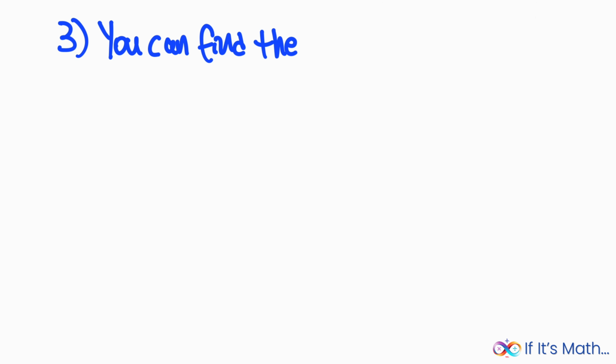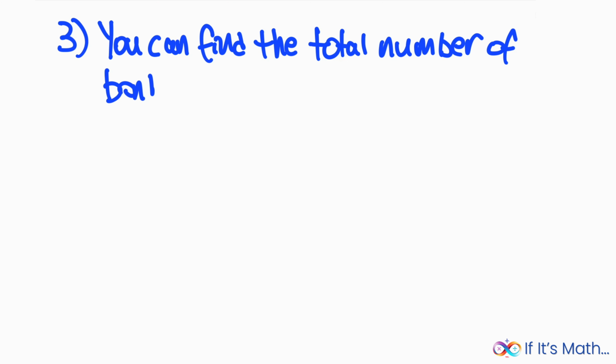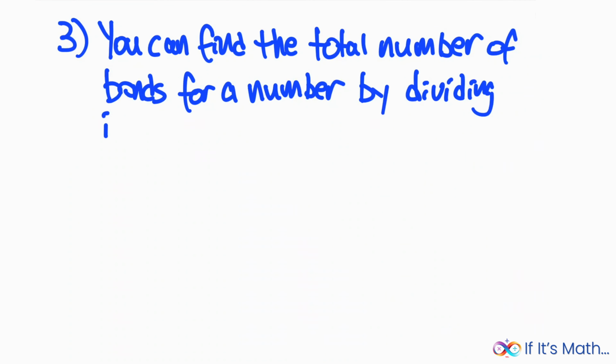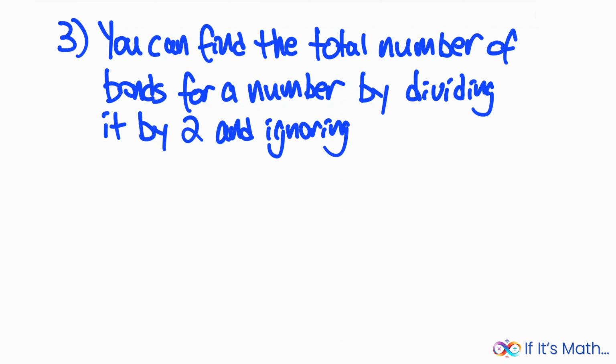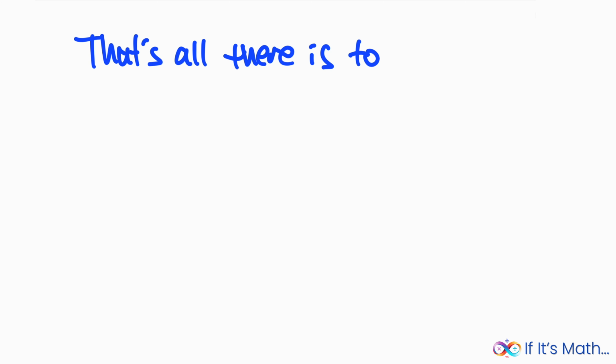And then the final one, which is kind of a bit of a check, is that you can find the total number of bonds for any number by just dividing it by 2. And then remember to ignore any decimal. So if it's an odd number when you divide it by 2, you just ignore anything that's in the remainder. And if it's an even number, it'll divide by 2 evenly, and you won't have to worry about any type of remainder. So just ignore that decimal and you're good to go. So again, that's really all there is to number bonds.